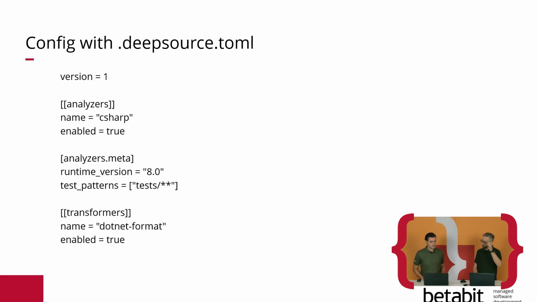This is an example of how that DeepSource toml file looks. If you connect a repository to the DeepSource portal, if you have logged in to DeepSource and you connected DeepSource to your Azure DevOps organization, then you can start adding repositories from projects.